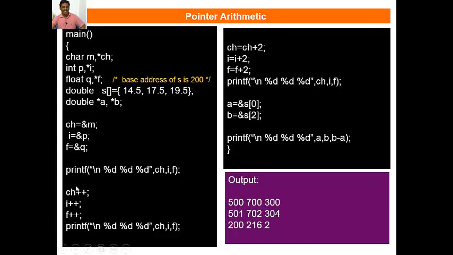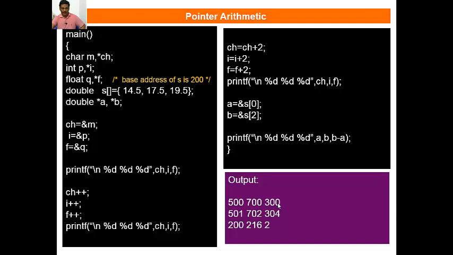What is the next location of the pointer? 702. 700 is the first location. If we add 1, it goes to the next location, that is 702, because it is an integer address. For a character address, if we add 1, it goes to 501, because the size is 1 byte. For integer 700, if we add 1, it goes to the next location, the size is 2 bytes, 702. F is a float pointer variable, it stores the float variable address 300.